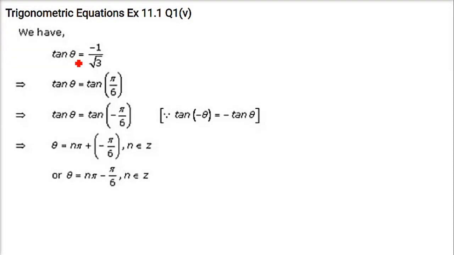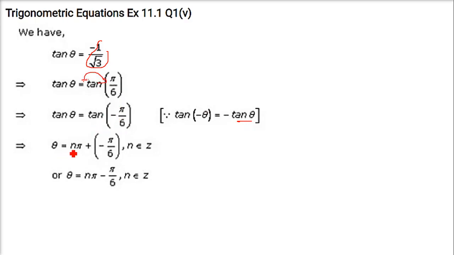Next is tan theta is equal to minus 1 by root 3. Now 1 by root 3 can be written as tan pi by 6. So you can write it as tan theta equal to minus tan pi by 6. Now tan of minus theta is minus tan theta, so you can take this minus inside. So you can write it as tan minus pi by 6.